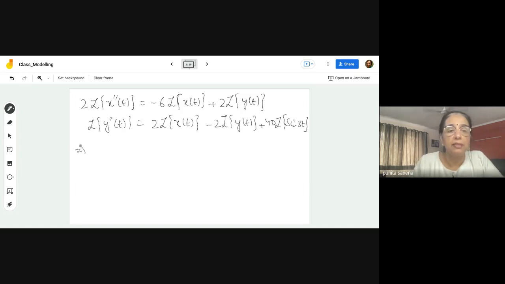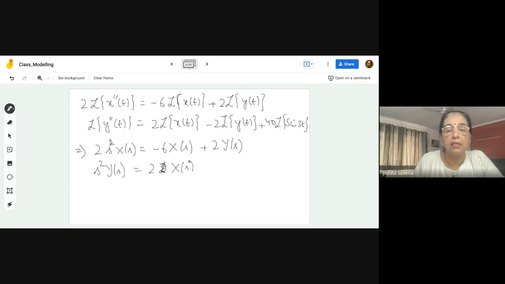So this implies, now what is Laplace of x double dash t? It's going to be twice of s square Xs equal to minus 6. What was the Laplace transform of xt? Capital Xs plus twice of capital Ys. Is that clear?